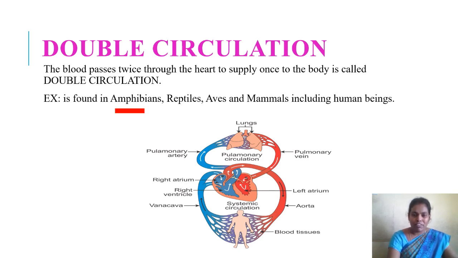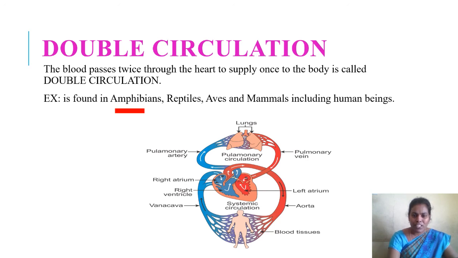Also, if you see this four-chambered heart, we know that the right side of the heart contains only impure blood. The left side of the heart contains only pure blood. Why are these two bloods separated like this?